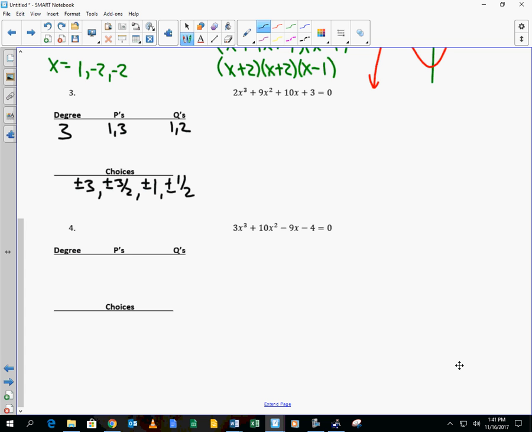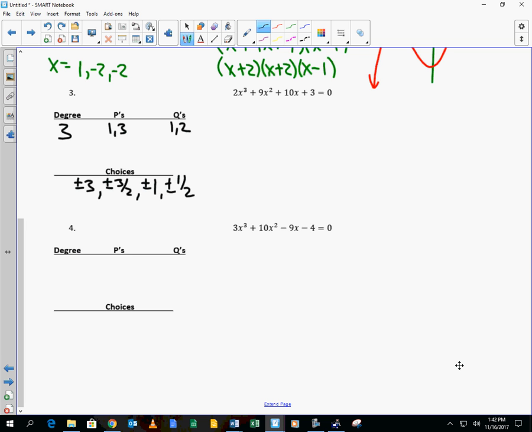Just look at the problem. What kind of numbers should you not be plugging in if you want to come up with 0? Positive. Why would we not plug in positive numbers? Is there any way to get all positives to add up to 0? Already, we took our choices and we cut them from 8 down to 4. 3 out of 4. You bat 3 out of 4 in the major leagues, you're Hall of Fame, man, right? So 3 out of 4, let's go.